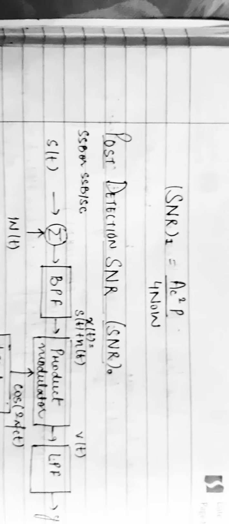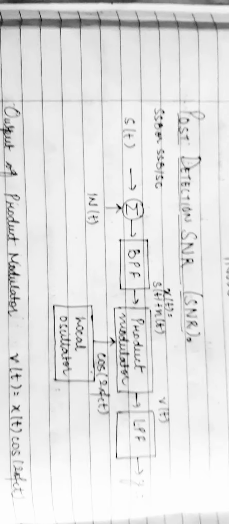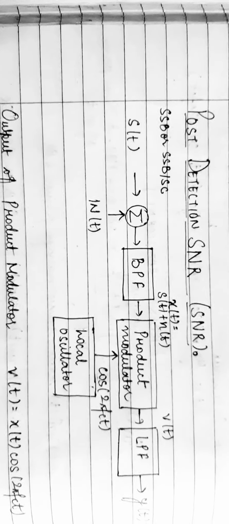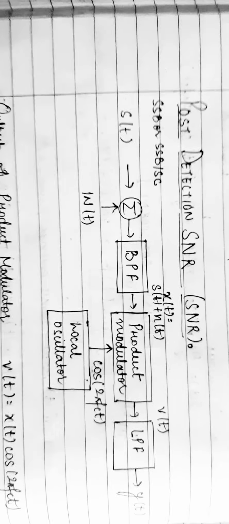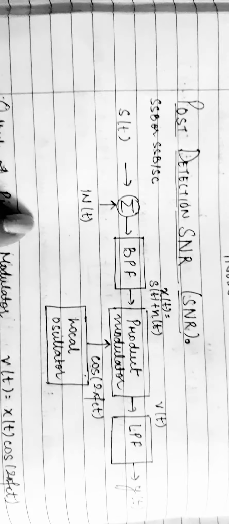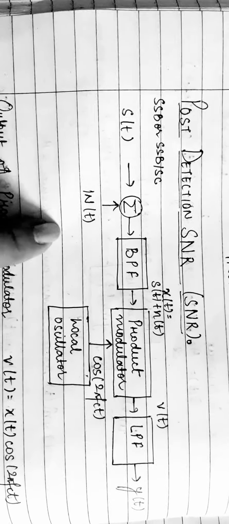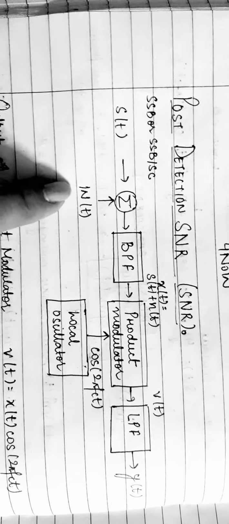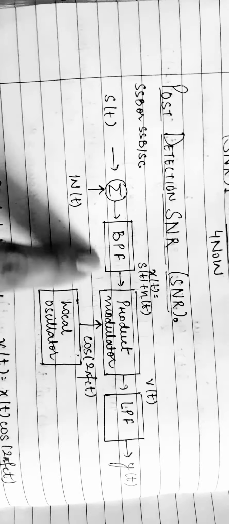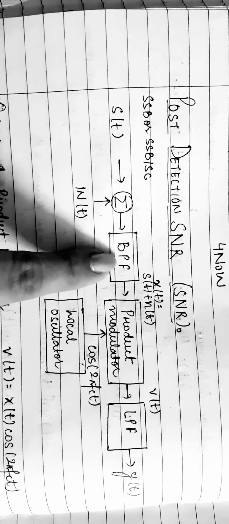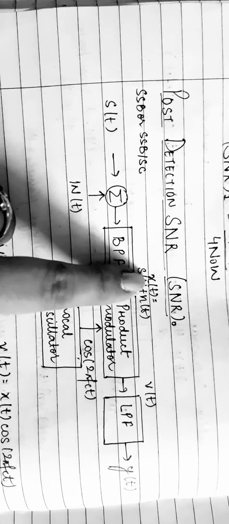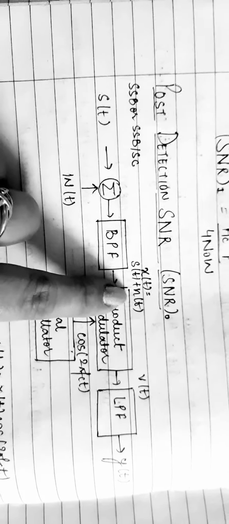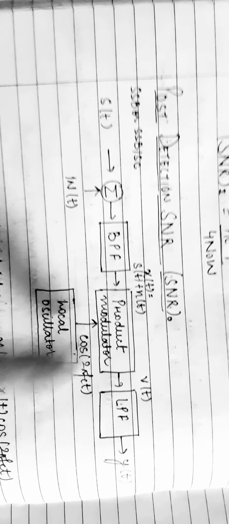Now coming to the post detection SNR, that is the output SNR. Here we have an SSB suppressed carrier signal, denoted by s(t). Then white noise w(t), the front end receiver noise having power spectral density N0 by 2, is added, and it is passed through a band pass filter. At the output of the band pass filter we get x(t), which is equal to s(t) + n(t). So n(t) is the filtered noise, or we can say narrowband noise.